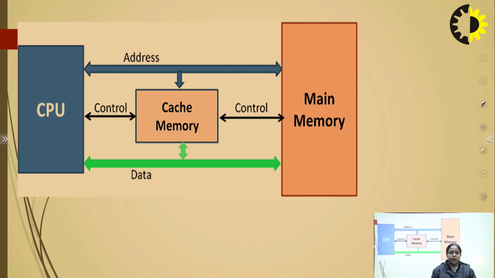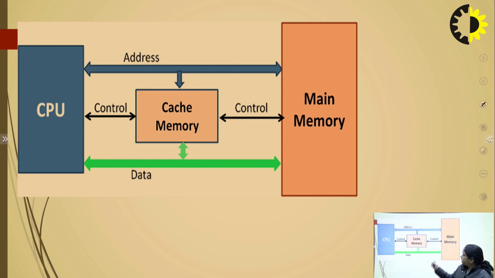The size of the cache memory is smaller than the main memory. So we can keep less data in the cache memory, and the speed will be higher than the main memory, because with less data, less time is required to access the memory.